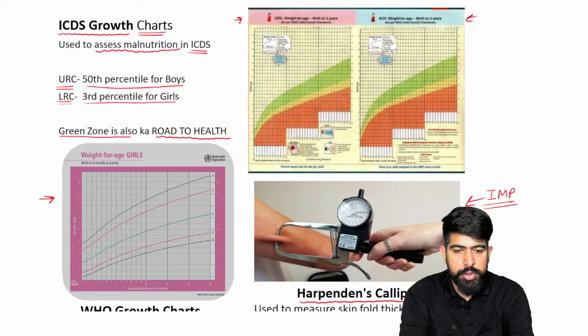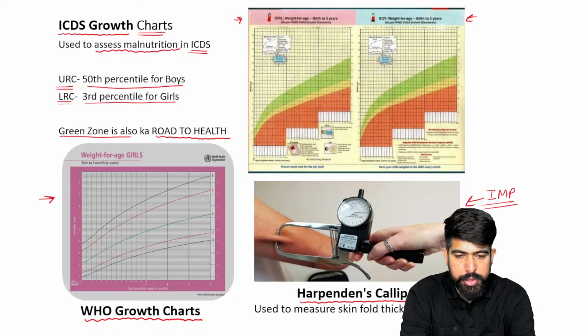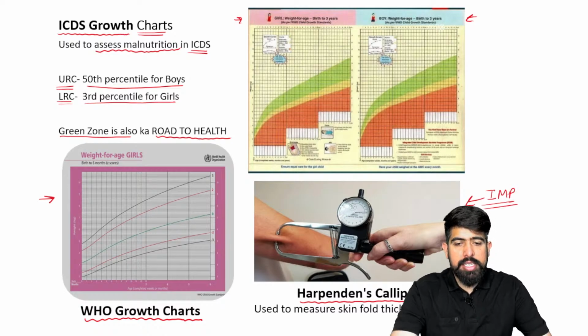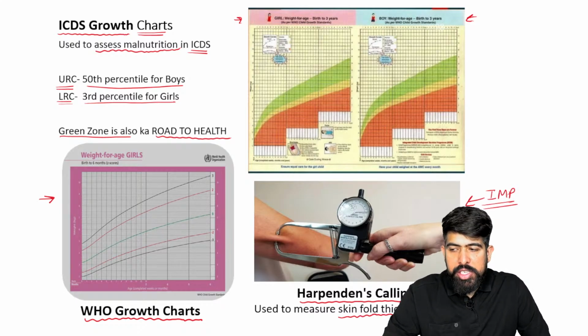I think this is not visible to you. Just a minute, I'm trying to show you this. Perfect. I hope now it's clearly visible to you. Right? So this is the Harpenden caliper, and it is used for measuring the skin fold thickness.